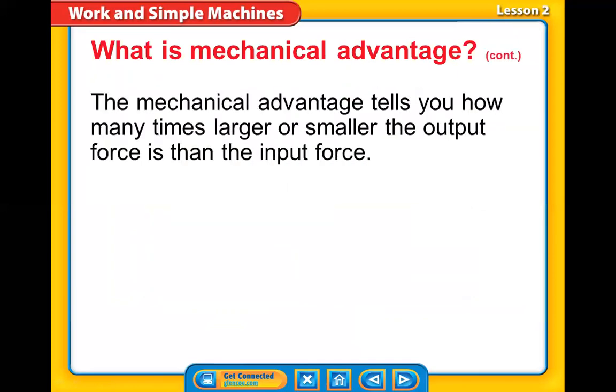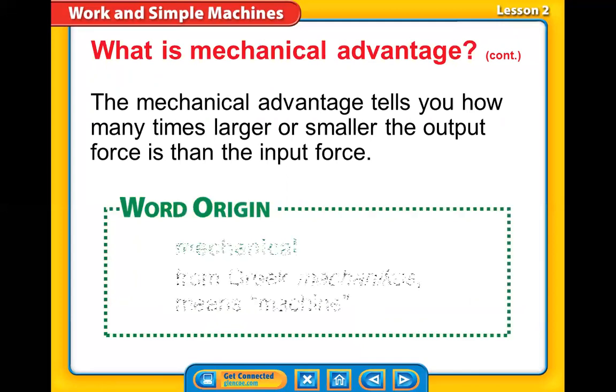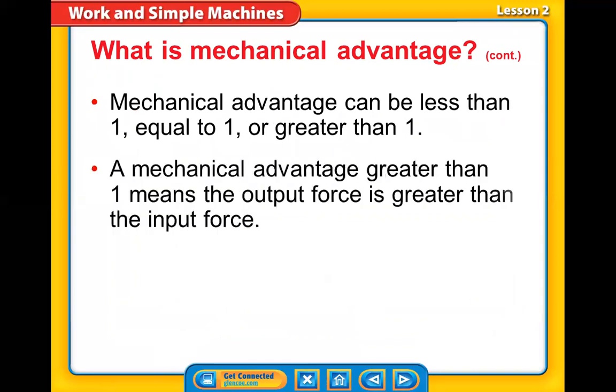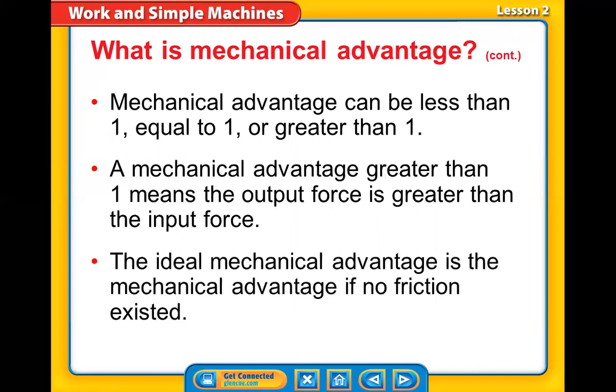Sometimes we find that this mechanical advantage is more than 1, less than 1, or equal to 1. Why? Because it tells me how many times larger or smaller the output force is than the input force. So if the mechanical advantage is greater than 1, it means the output force is greater than the input force. The machine used my force and changed it to become a bigger force.